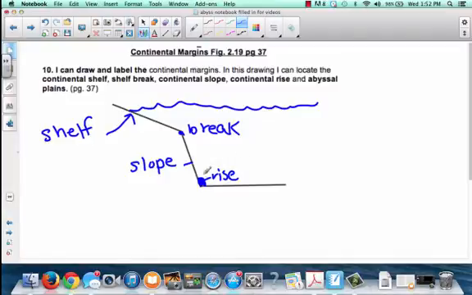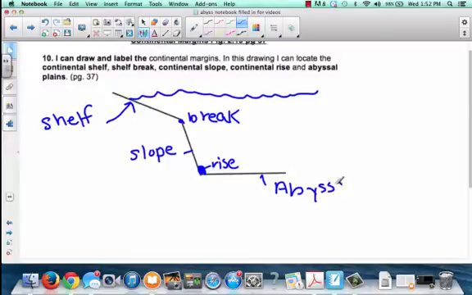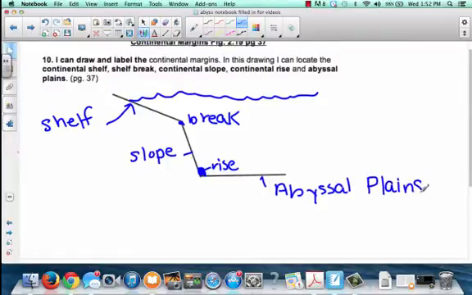We're not going to see these on active margins, so we're going to draw what we have because we live on a passive margin. And finally, we have the abyssal plains, which is nothing. It's flat in areas, but it has a lot of topography, and that's something that we're going to stress in this unit.